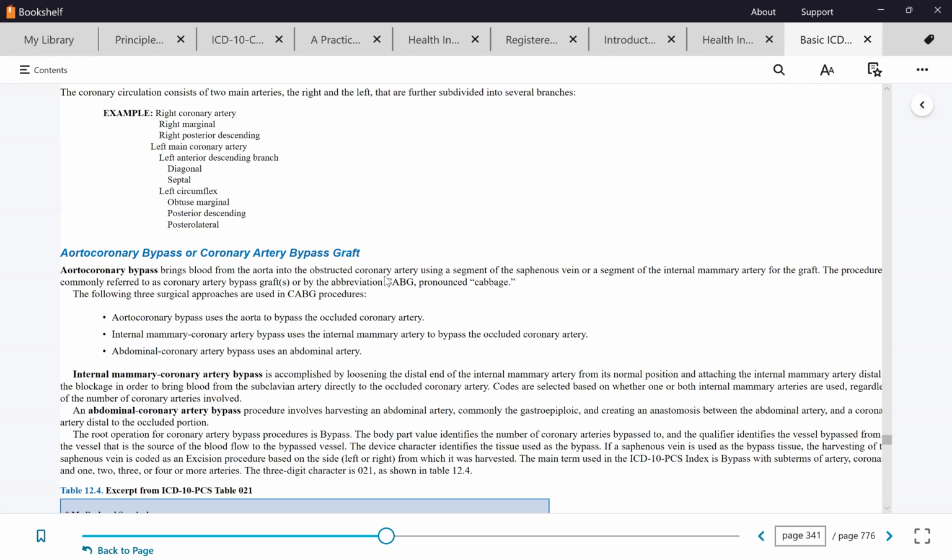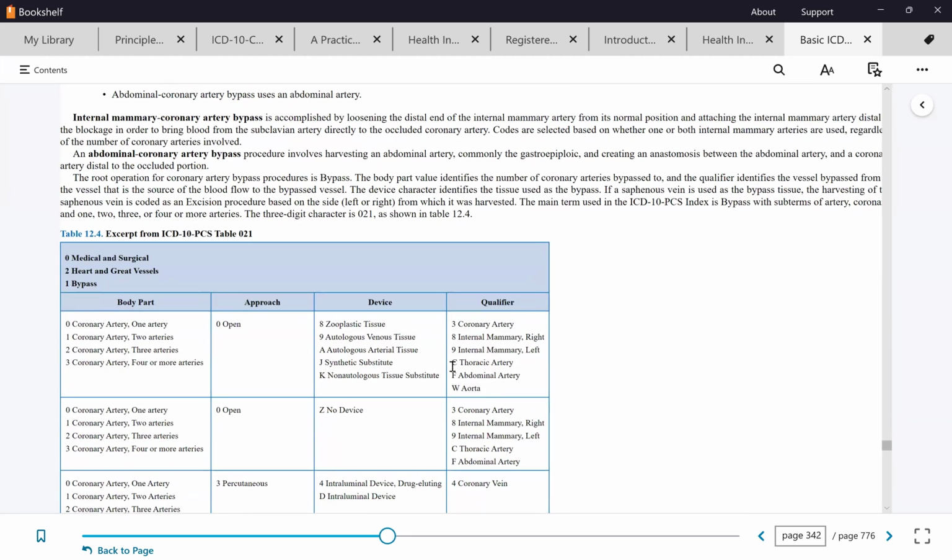And then we have the bypasses. Important to read the documentation to determine whether it's an internal mammary artery being used, saphenous vein, what have you. The guidelines will spell out when you need to use multiple procedures. You may want to take a quick review on those. You can also see the different devices that are used here. So that's another place that sometimes trips people up.